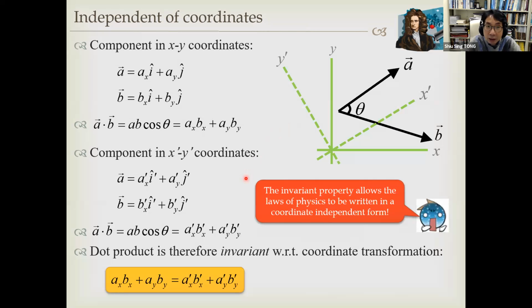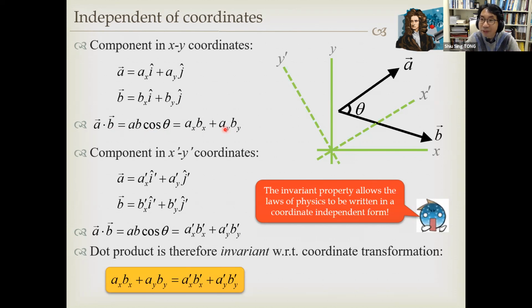Now, the important property about the dot product is that it's independent of coordinates. What is the meaning of that? What is the meaning of a dot product independent of coordinates? Suppose I have a certain coordinate system, with axes x and y, and I can express the vectors A and B in terms of the components Ax, Ay, Bx, By in that coordinate system, right? And as we have proven, A dot B, which is equal to AB cosine theta, is AxBx plus AyBy. Is that right?